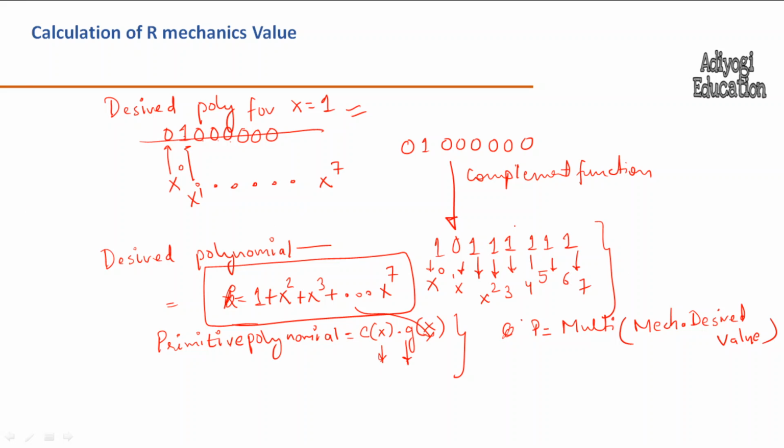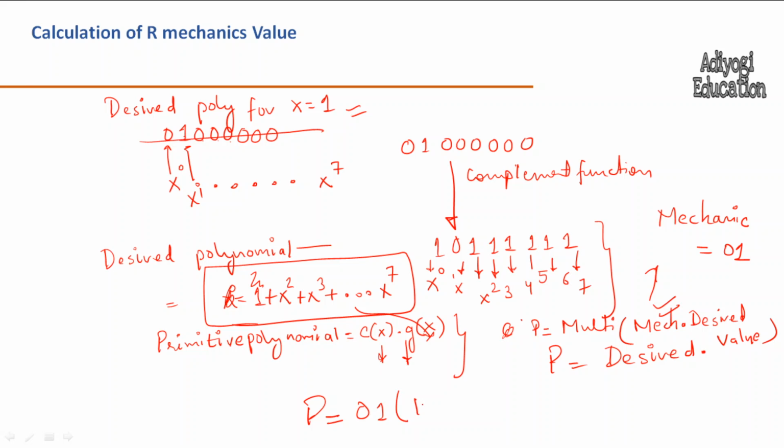We have been given the desired value. Desired polynomial is given. Since the mechanic polynomial is not given, we can consider the mechanic polynomial equal to 1. It means the polynomial p equals 1 into 1 plus x square till x power 7. I can write it down: the desired polynomial equals the primitive polynomial.